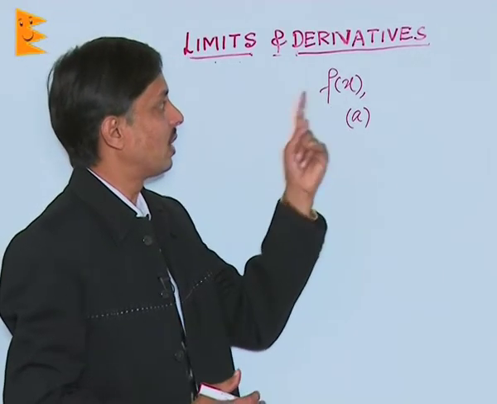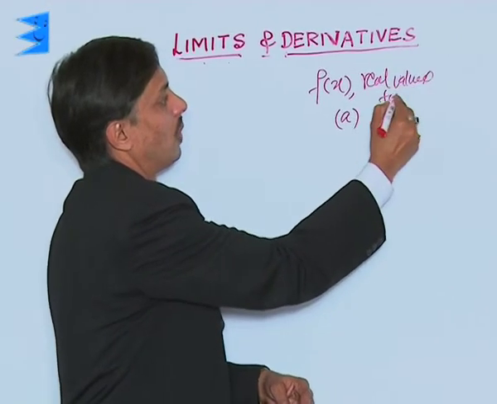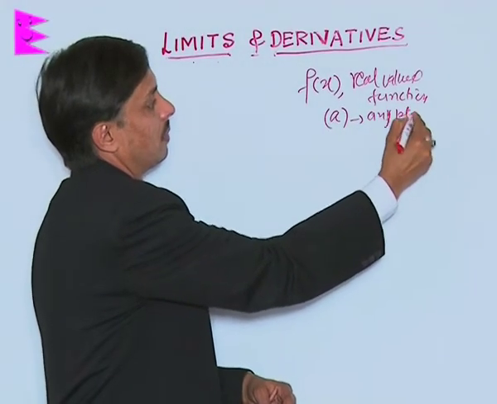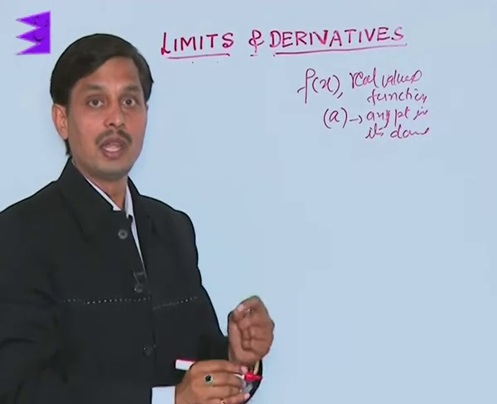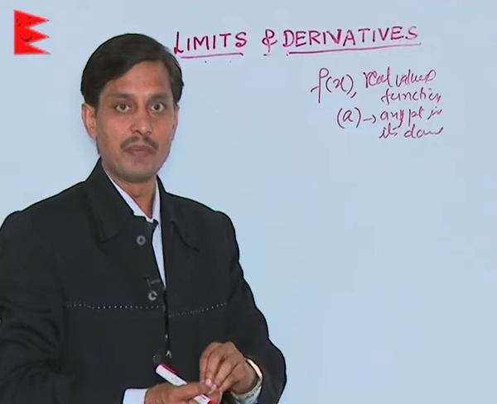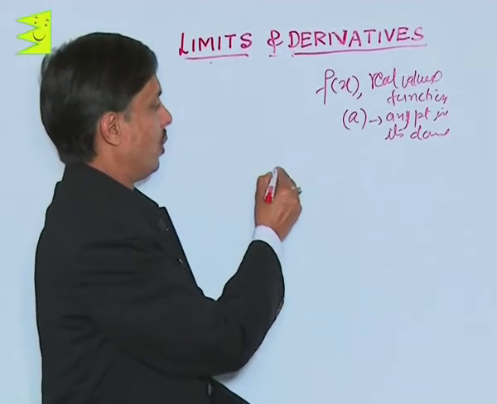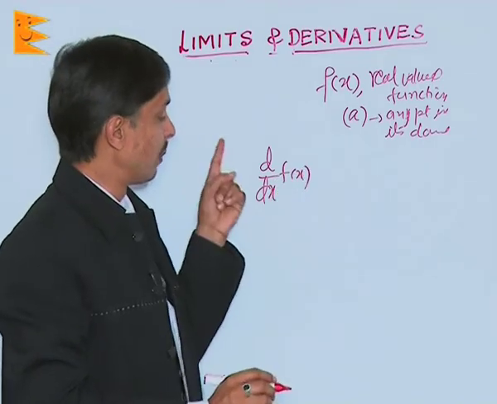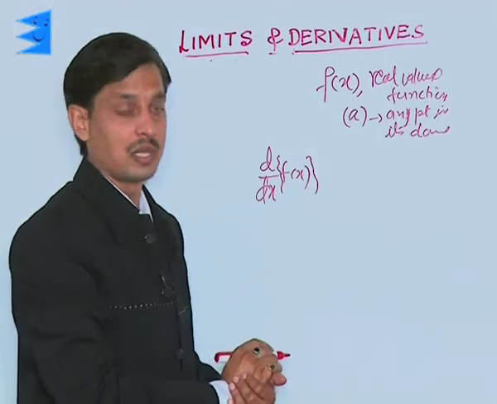If f(x) is a real valued function and a is any point in its domain, then the derivative, that is a very minor change in the value of y, if a very minor change is made in the value of x, we report it with d upon dx of f(x). d upon dx means derivative of f(x), that is of a real valued function.